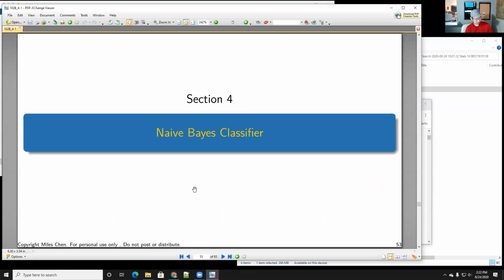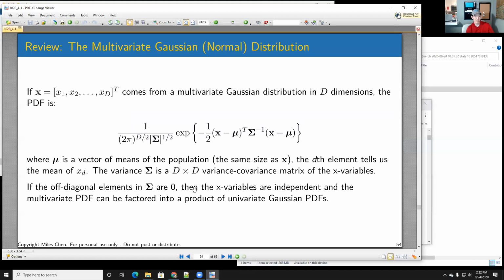And what we're going to do now is talk about the naive Bayes classifier. Okay, so again, here is the multivariate Gaussian distribution. Okay, and if the off-diagonal elements are 0, then this multivariate Gaussian distribution can be factored into a product of univariate Gaussian PDFs.